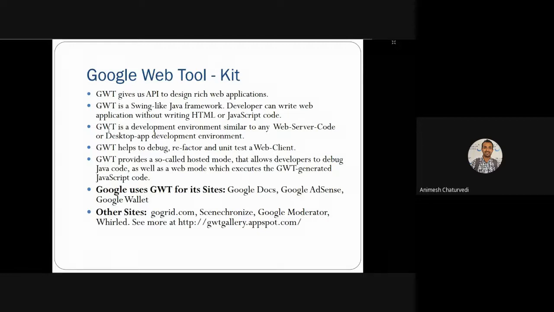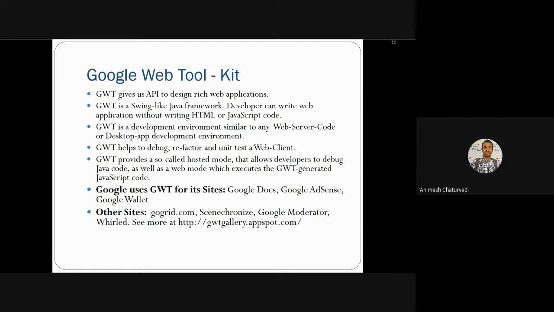Then GWT is like the Swing Java framework. You just have to drag and drop, and developers can write a web application without writing HTML code. So it's a drag-and-drop kind of thing as well. And you do not need to write JavaScript code. It is also helpful with some mouse clicks, and you just mention what happens on the click of a button. In that, you have to write the business logic.